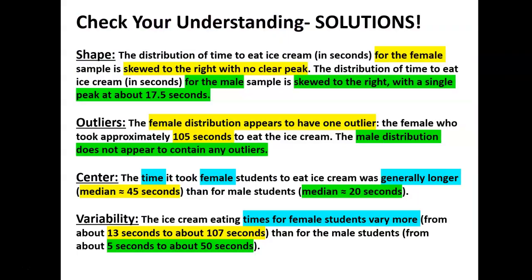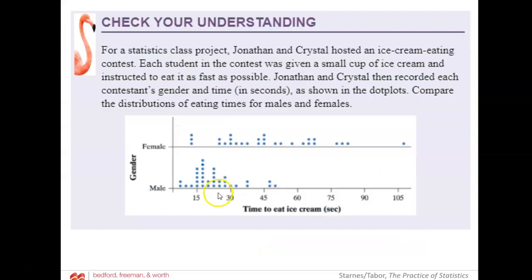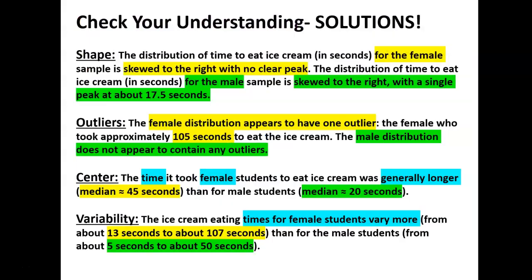As compared to the male sample, which is skewed to the right and does have a single peak at about 17.5 seconds. So here's their single peak. We still have that skewed to the right. There's always that one person who eats their ice cream slow. I didn't highlight all the good context, my bad, but it's there. I hope you see it.